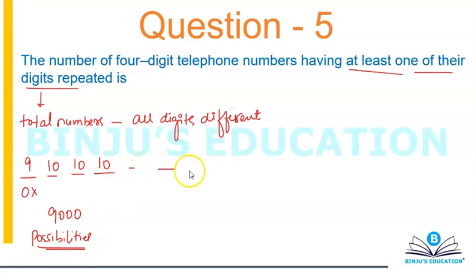Now all digits different, 1, 2, 3, 4. You can't have 0 at the first place. That gives you how many options? 9 options. One of the numbers used at the first place cannot be used again, but 0 can be used again. That again gives you 9 possibilities. Two numbers used at the first two places, which means you'll be left with 8 possibilities. Then you will have 7 possibilities, which gives you a total of 4,536 possibilities.